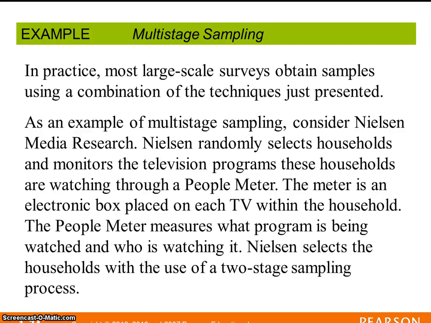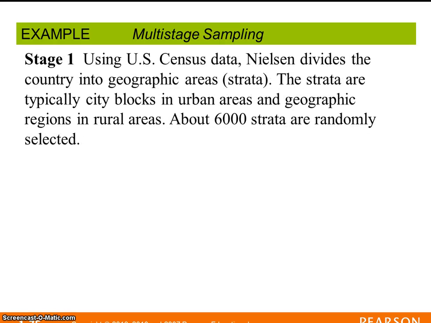So for example, Nielsen Research Company, which monitors television programs and what people watch on TV and things like that, places an electronic box on the TV within each household, and then the people meter measures what program is being watched in the household and who's watching it. And Nielsen selects the households to do the sampling in a 2-stage process.